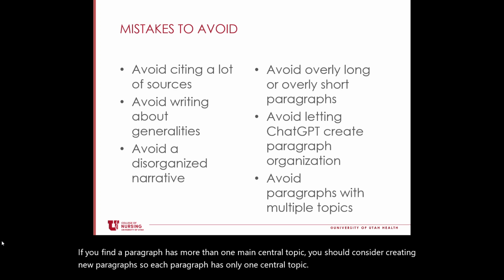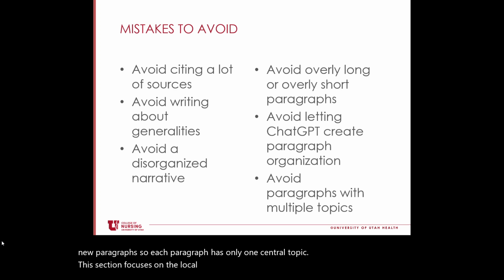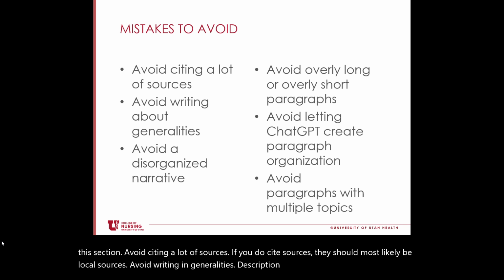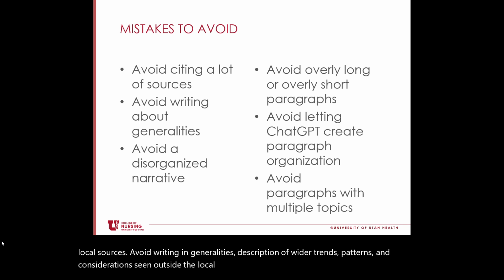This section focuses on the local problem. There are a number of things you should avoid in this section. Avoid citing a lot of sources. If you do cite sources, they should most likely be local sources. Avoid writing in generalities. Description of wider trends, patterns, and considerations seen outside the local setting should happen in the available knowledge section of the paper, not the problem description section.